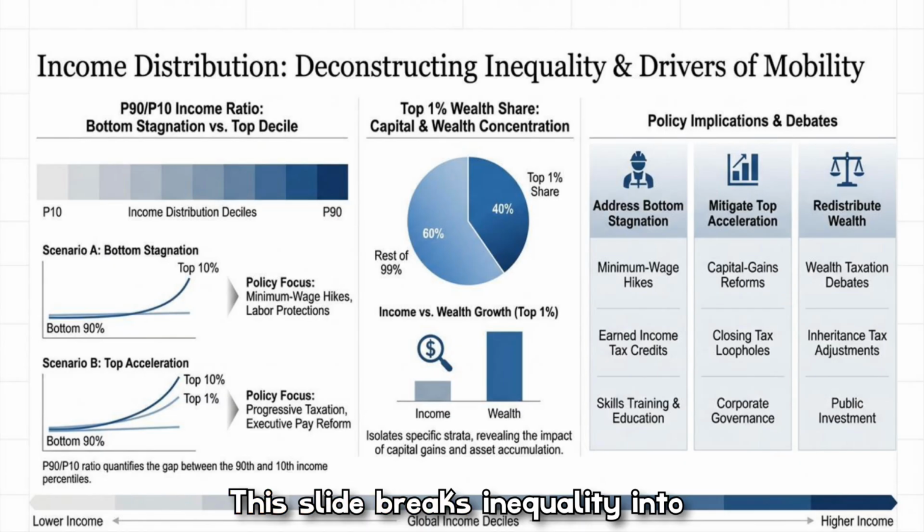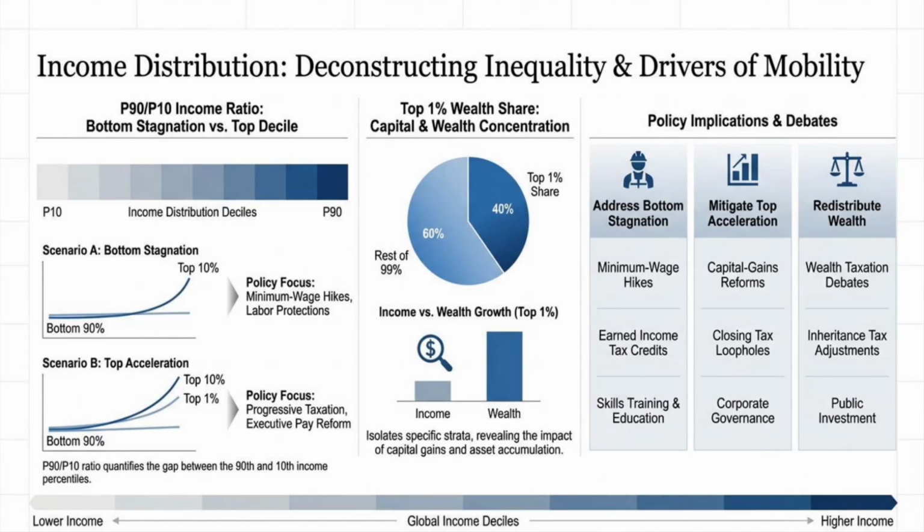This slide breaks inequality into measurable pieces and policy responses. On the left, P90 versus P10 charts contrast stagnation at the bottom with rapid top gains. The center pie highlights the top 1%'s share in wealth versus income dynamics. On the right, policy options range from minimum wage and tax reform to targeted investments, each aimed at either lifting the bottom or slowing top concentration.